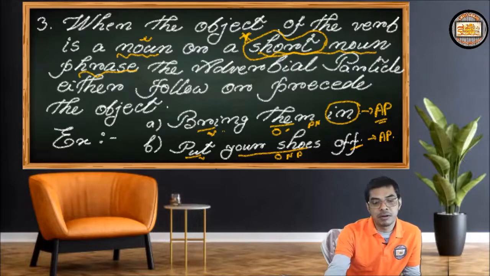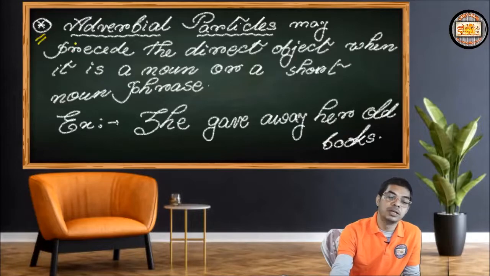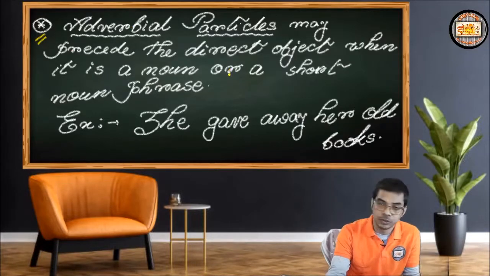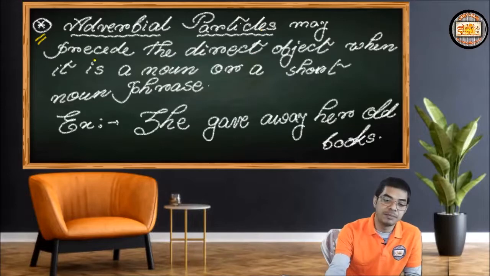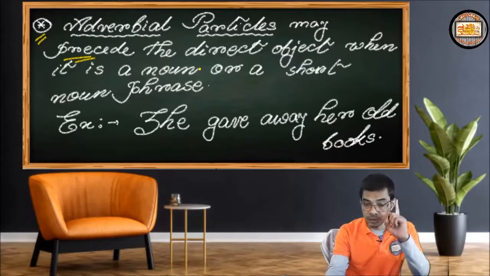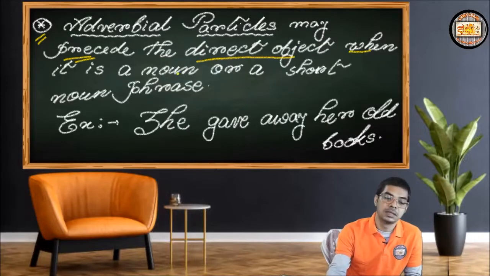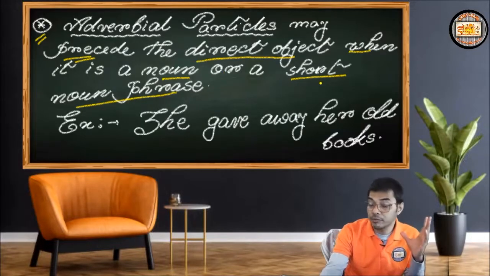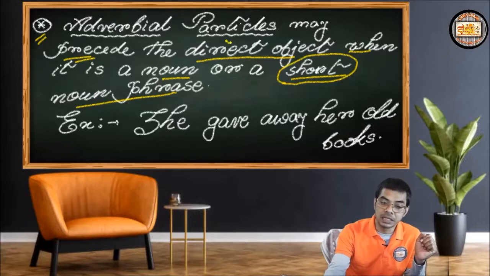So here we are in the next rule of our discussion, and it's a continuation of the third rule that we discussed in the previous slide. Here also we are going to discuss adverbial particles, and they may precede. Look, here we haven't said either precede or follow. We have said it would precede the direct object when it is a noun or a short noun phrase. There we were talking of objects, but here we are talking of short direct objects.